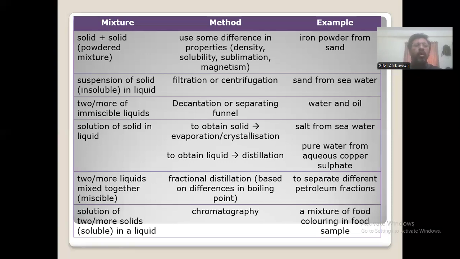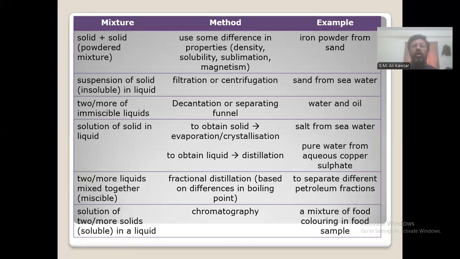Solution of solid in liquid. Here, it is called a solution. That means the solid particle has totally disappeared in the liquid part, totally dissolved in the liquid. For example, sodium chloride and water. It is a solution because the sodium chloride is completely dissolved in water. It disappears when it is dissolved in water, so in that case, only the water can be seen.